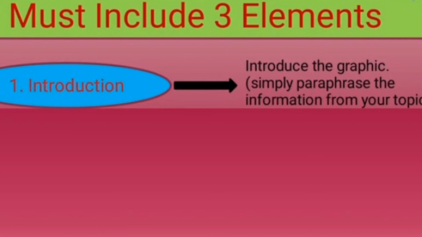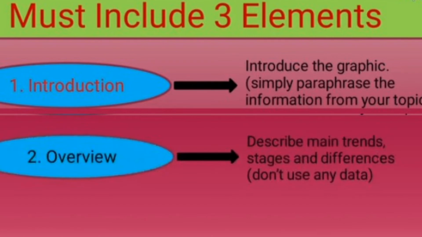Paraphrase the information from your topic. So paraphrase is written the same but using different words, meaning using your own simpler forms without changing the meaning. So the next point is overview. Here you need to describe main stages, trends and differences. So we don't have to use any data. For example, the year is given from 1918 to 2000 or percentage is given. We should not use the data here.